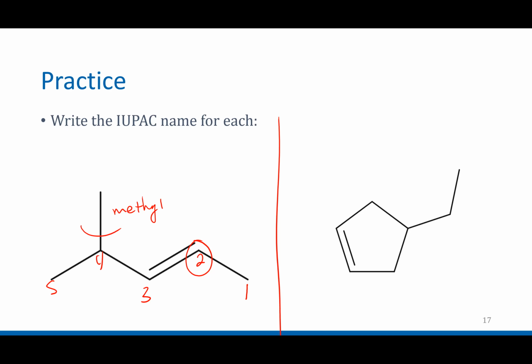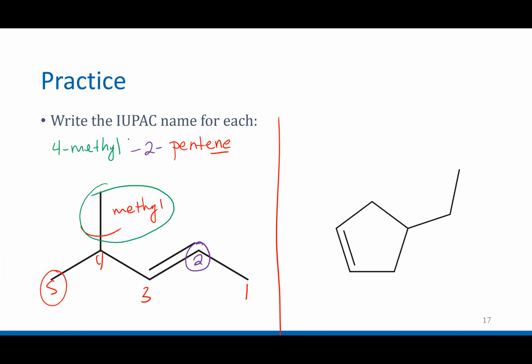So I would call this, I guess I could work backwards. This is pentane, but because it has a double bond, I would call it pentene. Now, you need to tell me where the double bond begins, and it begins here. So you would call it 2-pentene. Okay, so you're almost there. You got about half marks. The only other thing you need to do is tell me where that methyl group is, and you would call it 4-methyl. There we go, 4-methyl-2-pentene.